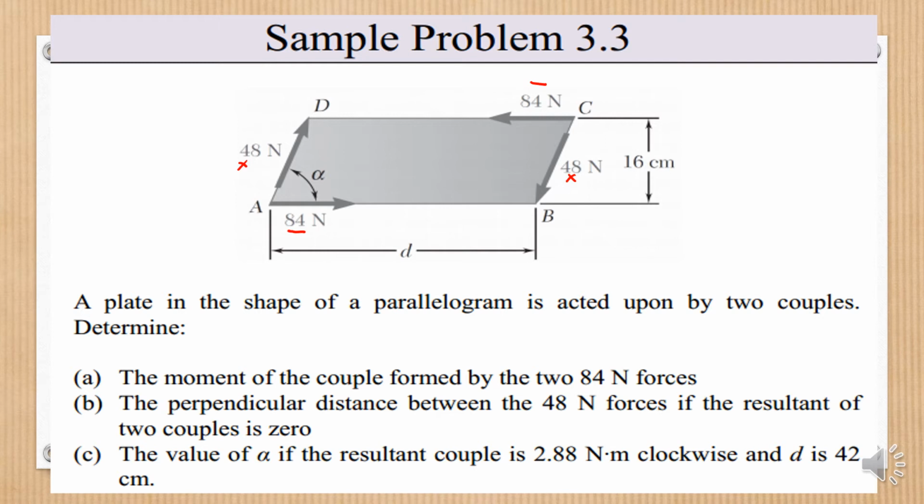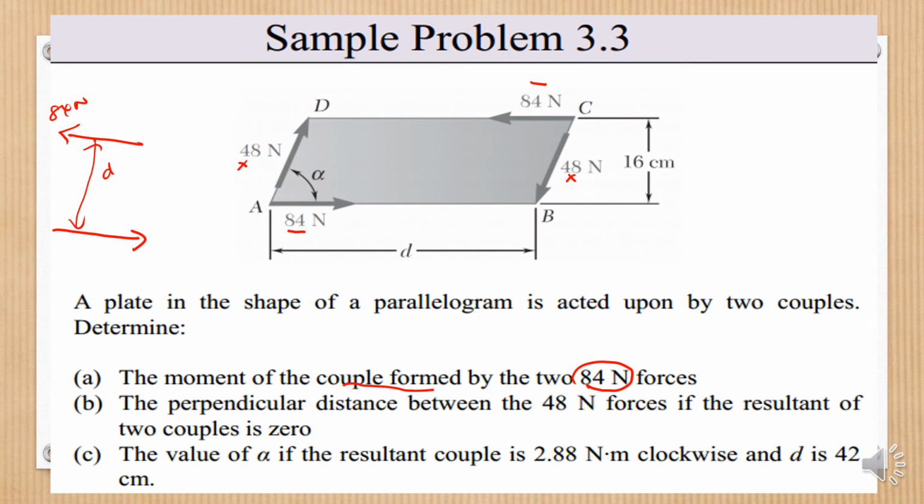Now solve the first one. The question asks you to determine the moment of the couple formed by the 84 Newton forces. So 84 Newton is like this, and the other one is here. You need to get the perpendicular distance between these two, and then you can calculate the moment.